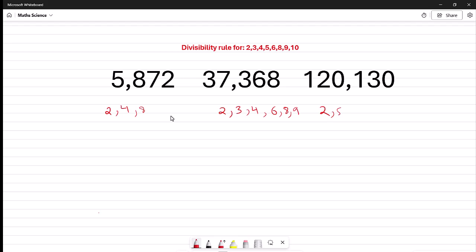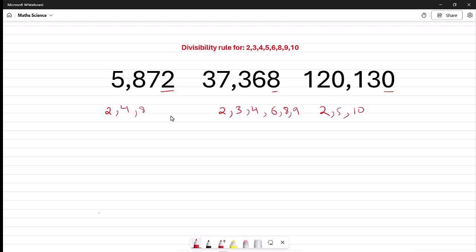And finally, let's check this. So 2, 3, 4, 7. 7 is not divisible by 9. So that means the whole number is also not divisible by 9. Finally, let's check if the number is divisible by 10. So a number is divisible by 10 if the last digit is 0. So here we can see only 120,130 is ending in 0. So that means this number is divisible by 10 as well.